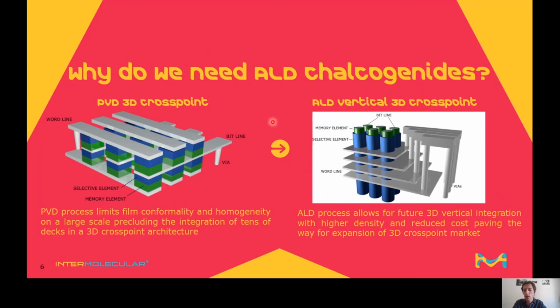And why do we use the ALD vertical 3D crosspoint? Because the ALD process allows for future 3D vertical integration, similar to what we have actually for 3D NAND. And in this way, we can have higher density and reduced cost, paving the way for the expansion of the 3D crosspoint market.